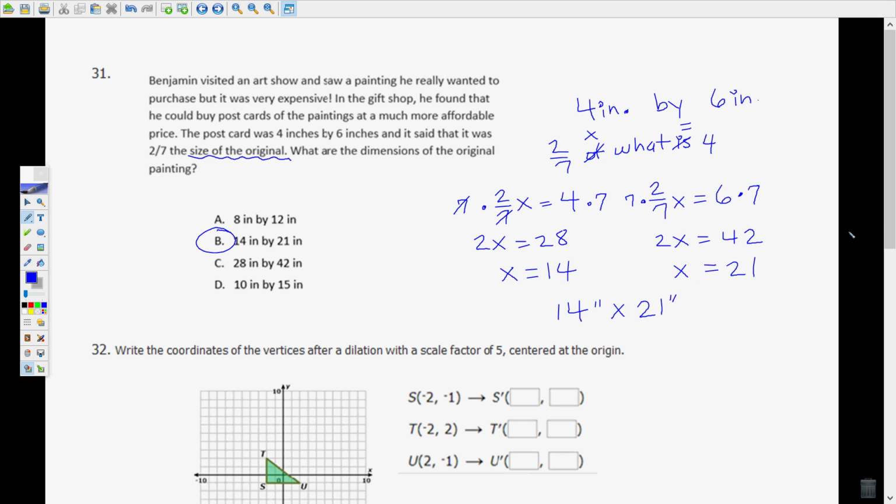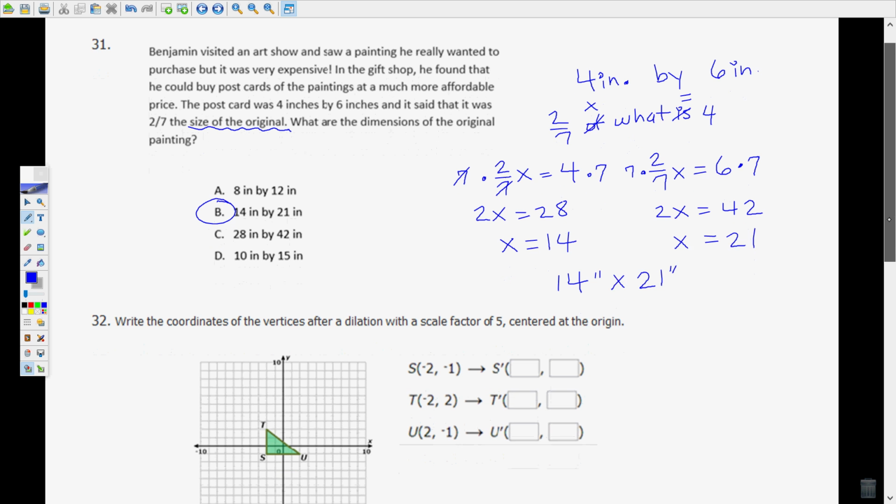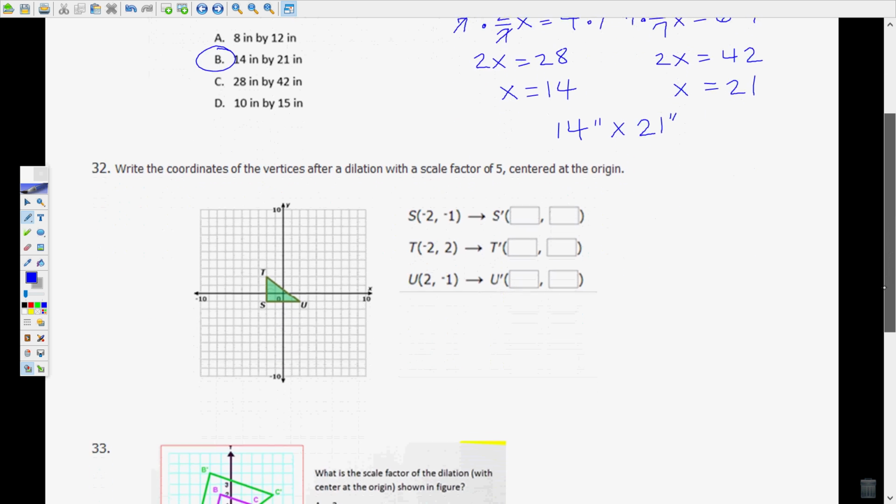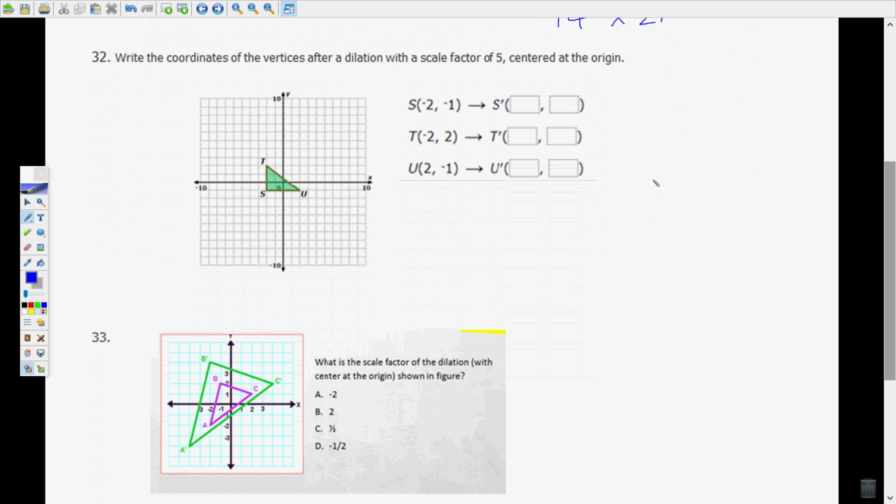So think it through that way and work it out. This was mainly algebra more so than geometry, although you're comparing two rectangles. But yeah, think that through, write it out.